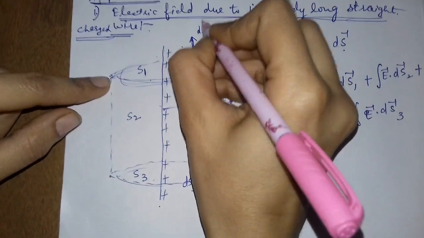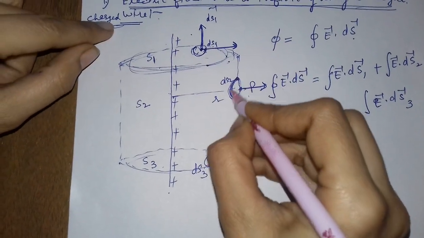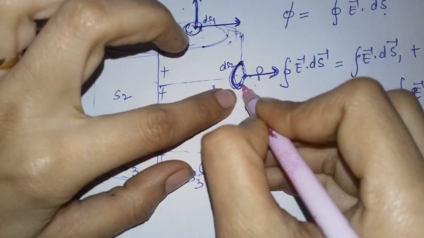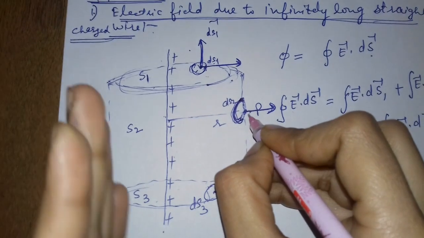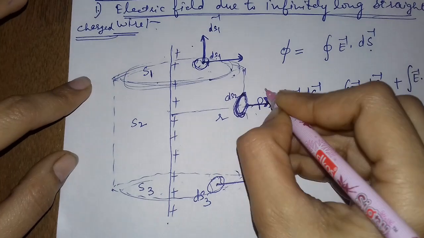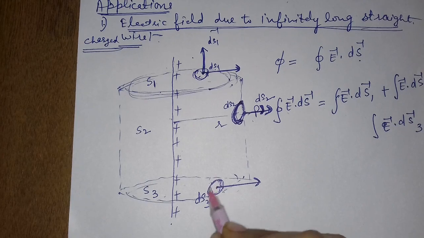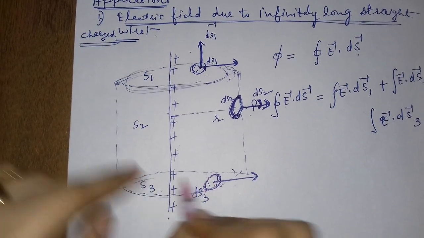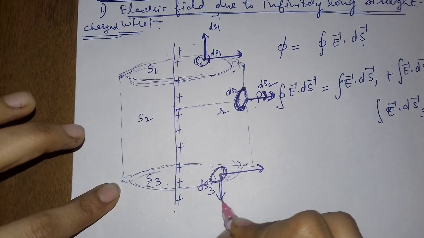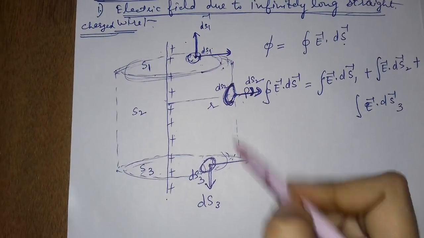This is the ds1 vector, right? Similarly, this is your ds2. The electric field is in this direction, and if we consider only this portion, then the area vector direction, that means perpendicular to the surface, will be along the same direction, that is ds2. ds2 is along this direction. Then there is ds3, again perpendicular to the surface. This is the bottom surface, and perpendicular to that, that means in the downward direction, is ds3. So three cases are there.